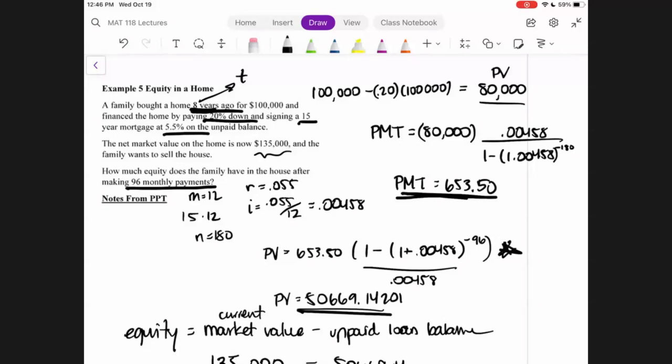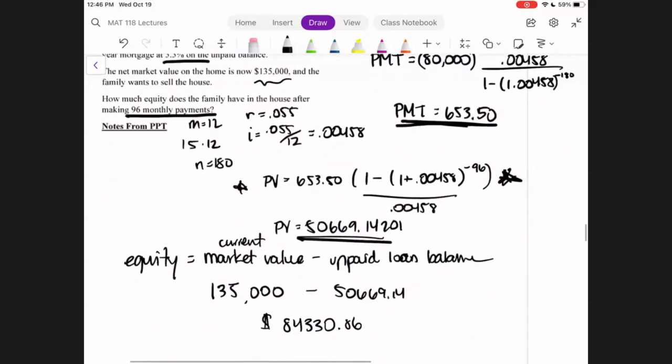Once we get that, we use the present value formula again here when, let's say, if I make those payments, how much is going to be there? What's the present value? Okay. So then that would be the unpaid balance, right? Because that's the current present value of the loan.